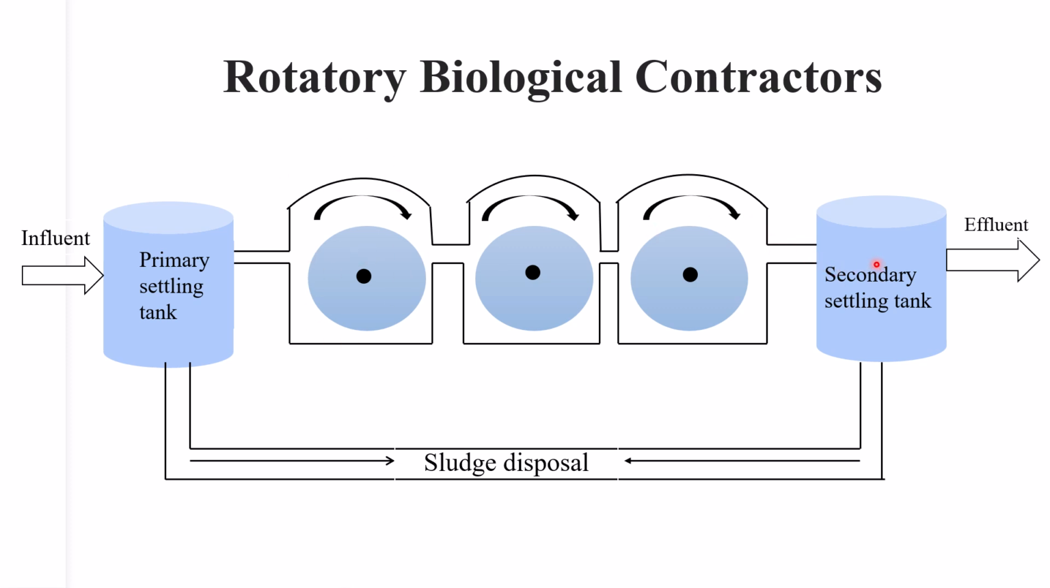goes into the secondary clarifier or secondary settling tank, where the remaining solids and biomass are removed in the form of sludge. The final effluent is clean enough for discharge or further treatment, and the sludge from the primary settling tank and secondary settling tank goes for sludge disposal after sludge treatment like dewatering, thickening, and other treatments.